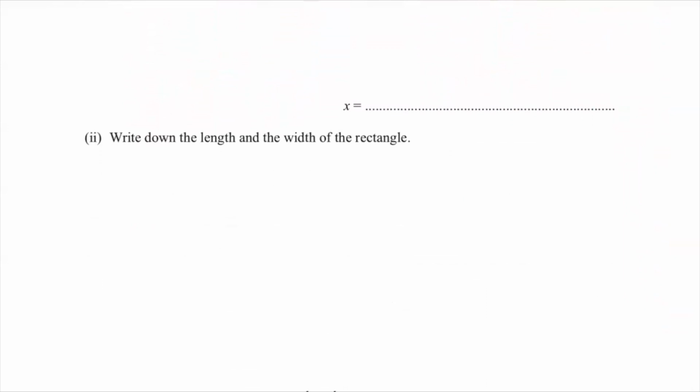Now, in the second part, we are being asked to write down the length and width of the rectangle. So the length of the rectangle is 3x plus 4 in algebra. We now know that x is equal to 3.5, so we're going to use that. So we're going to be doing 3 times 3.5 plus 4, which is 14.5. And then we've got 4x for our width, so nice and simple.